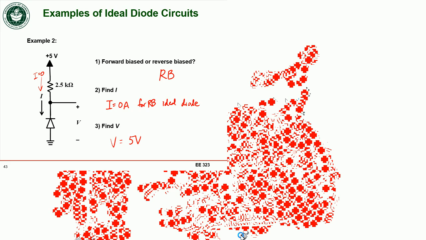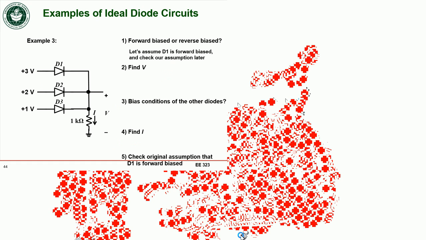Okay, any questions on this problem? Okay, so now let's add more diodes. Now we have 3 diodes connected in parallel to a single resistor. And I have input voltages of different levels, 3 volts, 2 volts, and 1 volt, applied to each diode.